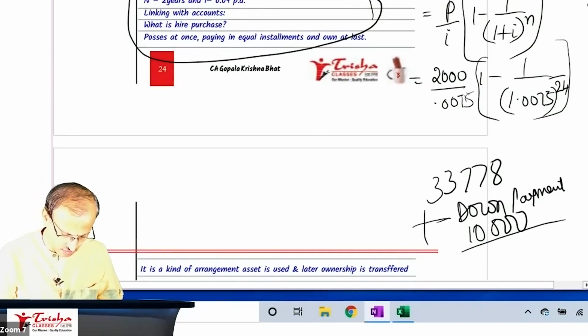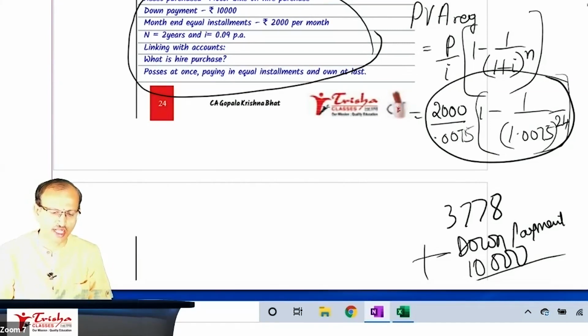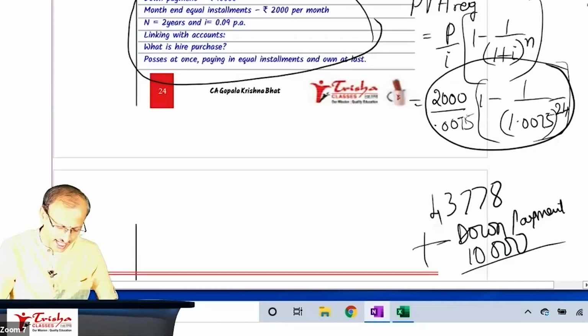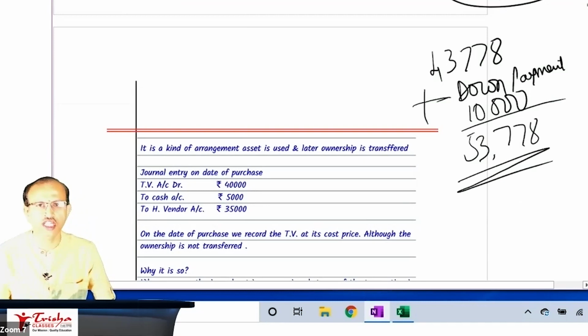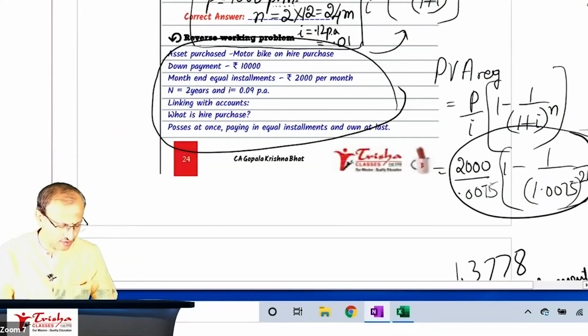Oh, this answer is 43. Now, what answer does this computation give? 2000 divided by 0.0075 and 1 minus 1.0075 to the power 24 will give you 43,778. For that, you have to add the down payment. What is the down payment? 10,000. So 53,778, almost 54,000, is the value of the bike. The cost of the bike is 53,778.